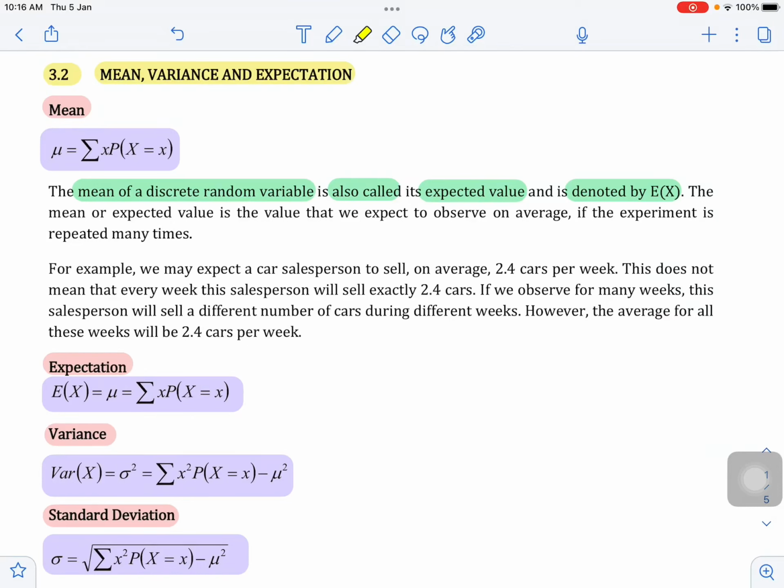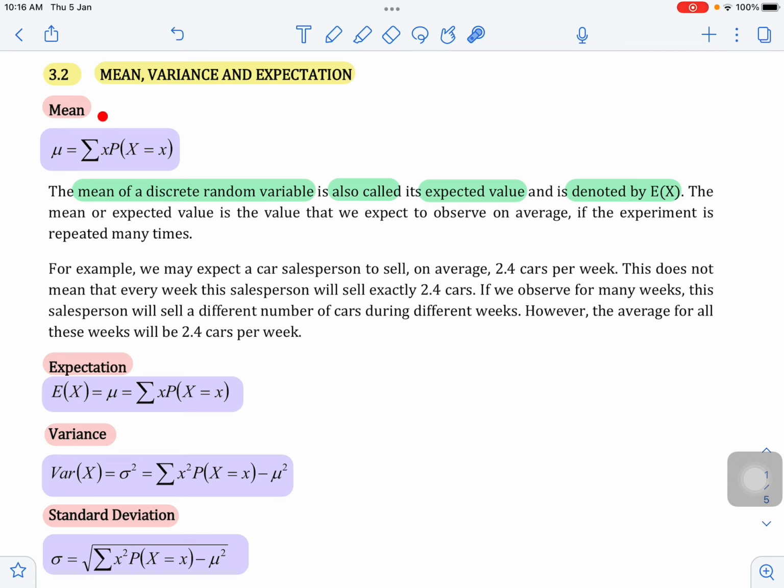Point 2, which is the second subtopic of chapter 3. We are going to have the mean, variance and also expectation for the discrete random variable. So in this subtopic, you have to know three formulas, which is the mean formula for the discrete probability distribution.